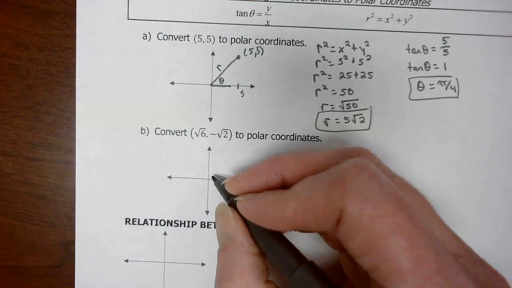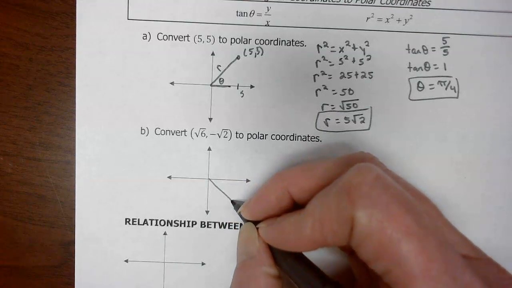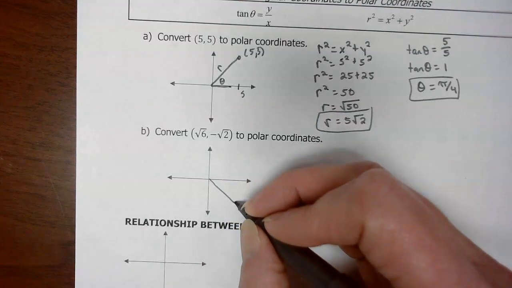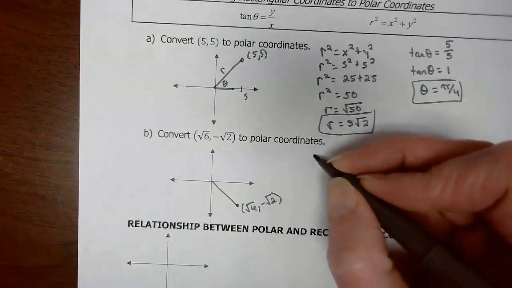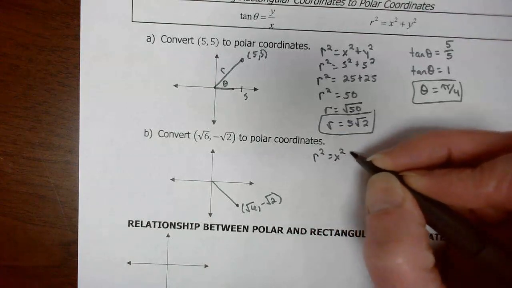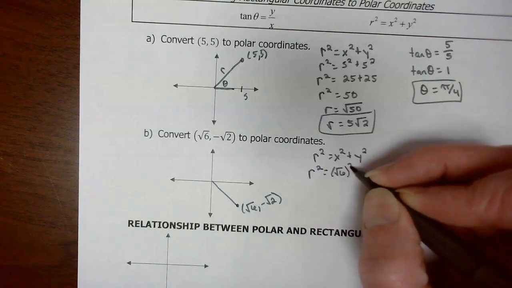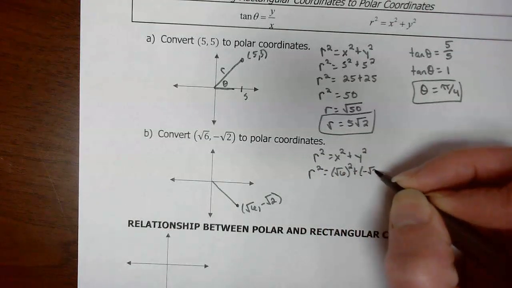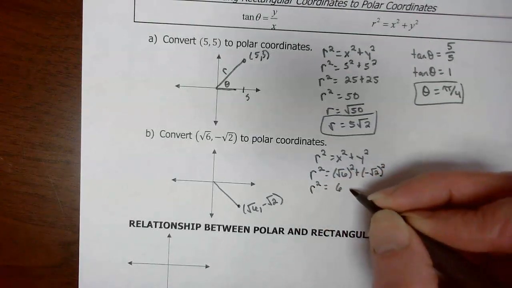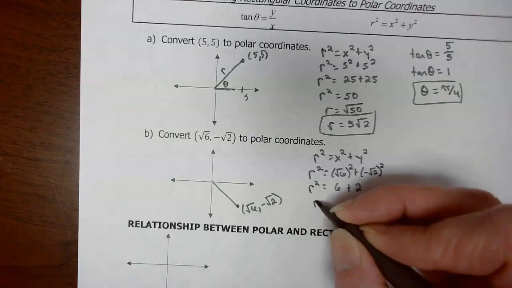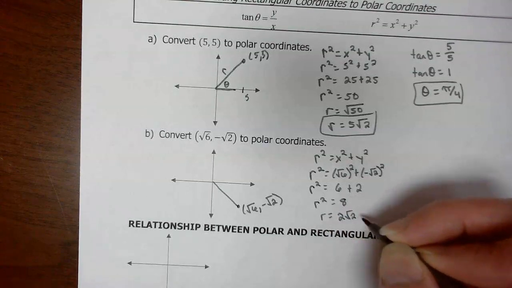Let's look at the next one. Square root of 6 and a negative square root of 2. That would be actually in this quadrant. Here's that point: square root of 6, negative square root of 2. Okay, so let's get the r first. R squared equals x squared plus y squared. R squared equals the square root of 6 squared plus negative square root of 2 squared. So that would be 6 plus 2. R squared is 8. That'd be 2 root 2.